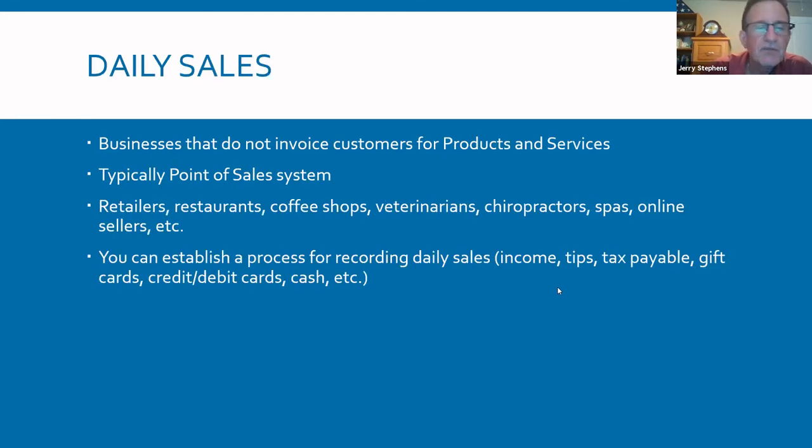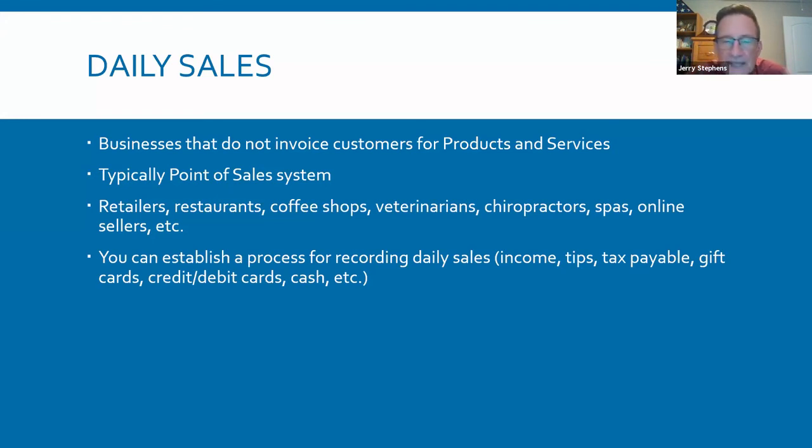Daily sales. If you're in a business that doesn't invoice customers for products and services, if you're a coffee shop, for example, you would typically have a point of sale system. So again, these would be retailers, restaurants, coffee shops, maybe veterinarians, chiropractors, spas, online retailers, etc. You can establish a process for recording your daily sales.